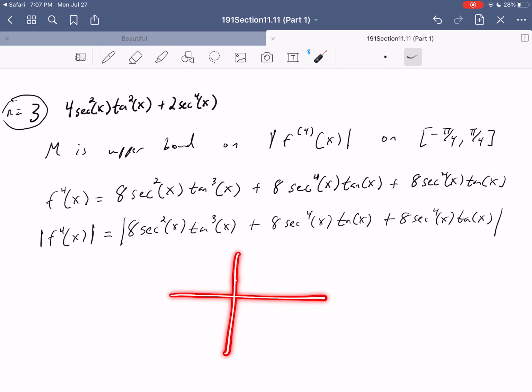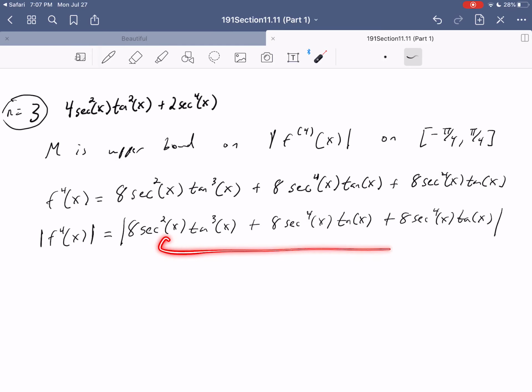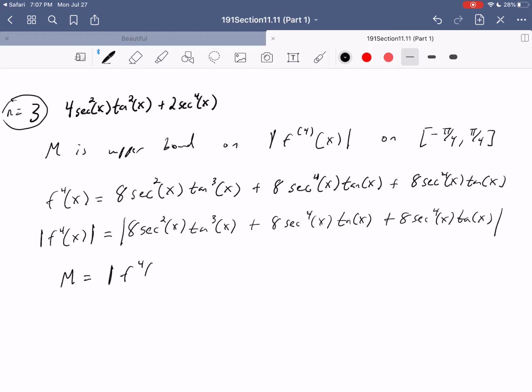Secant, well, remember secant sort of looks like this, and then it has these like weird pieces here. Since we're near 0, it also gets larger and larger. So all of these are maximized at pi over 4. So we're going to let m be the fourth derivative at pi over 4.